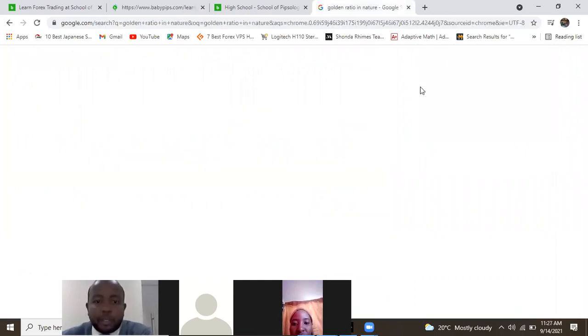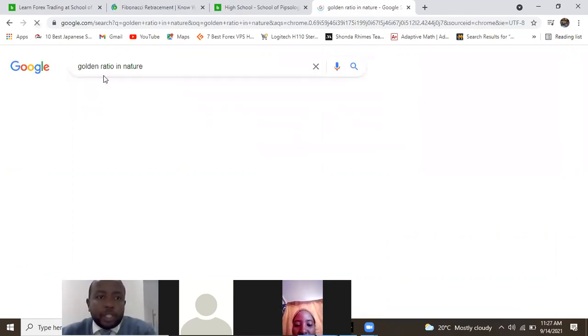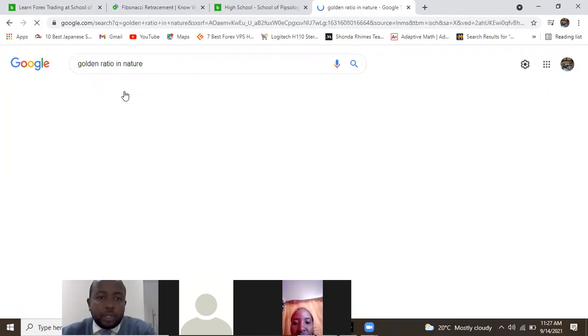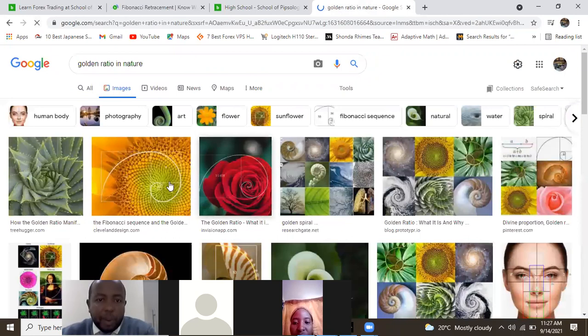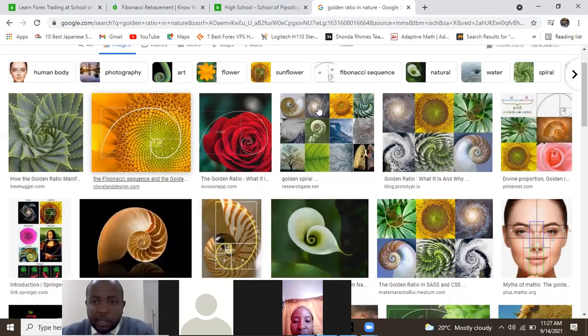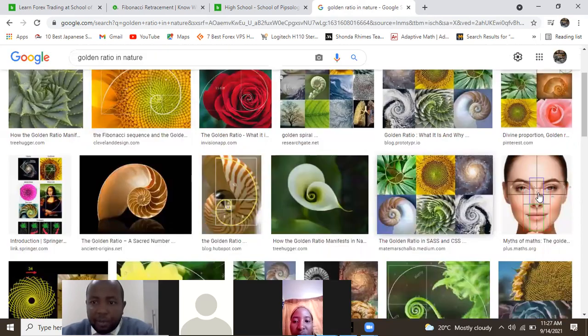Before we go into that, I wanted to show you the golden ratio in nature. I'm just going to go to Google, and this is the golden ratio. You'll see it everywhere. You can see the rose flower, the spiral, the kauri flower; this is the Fibonacci sequence. It starts like this, then comes like this. You can see it in the Milky Way. You can even see it in your face, from the nose to the eyes.